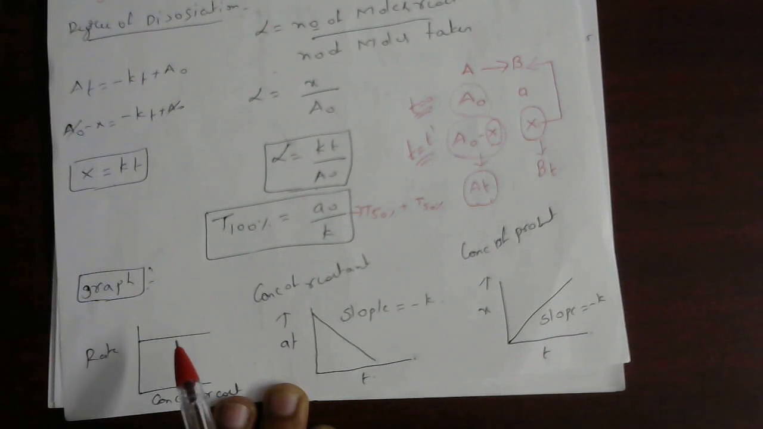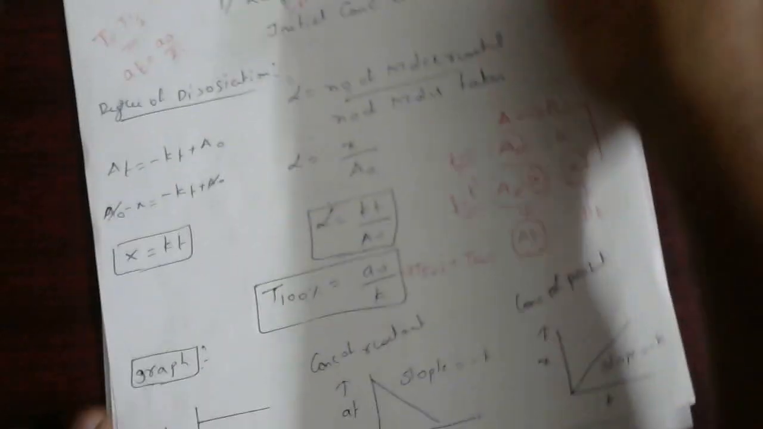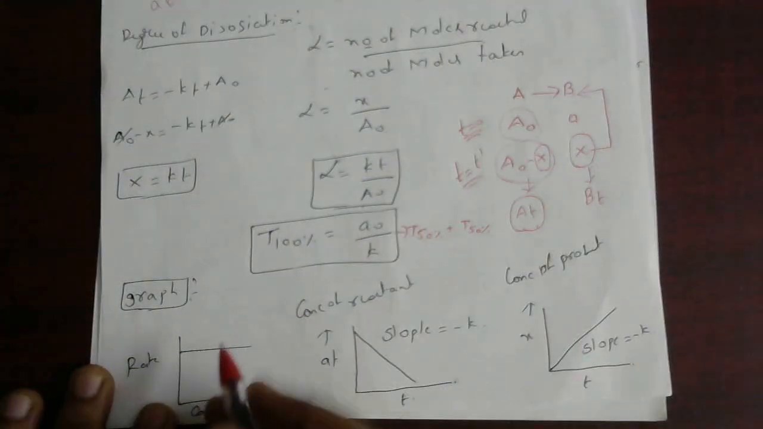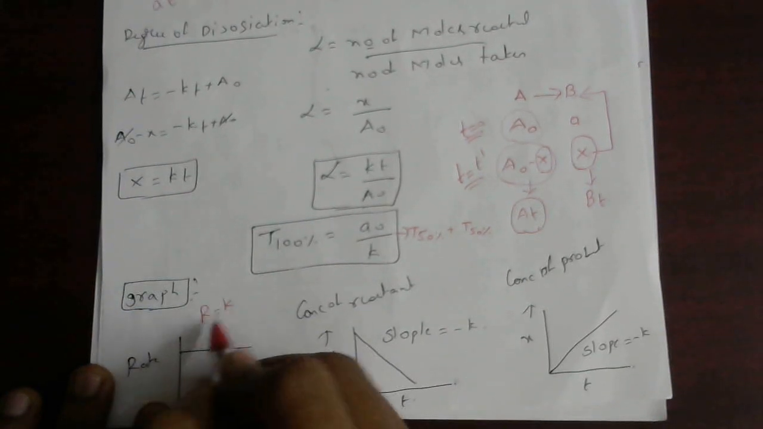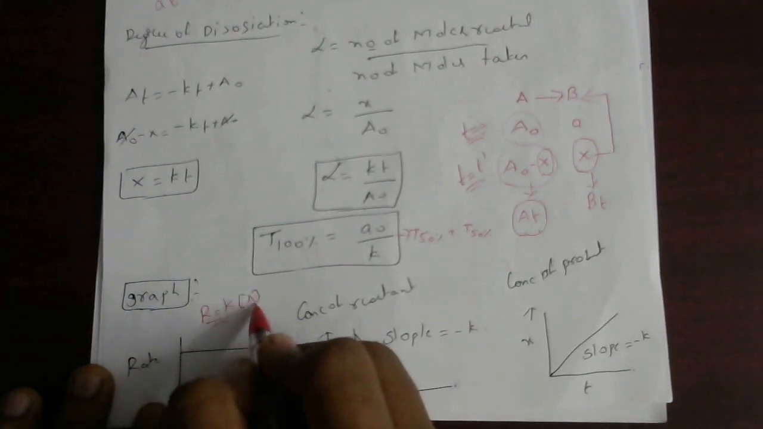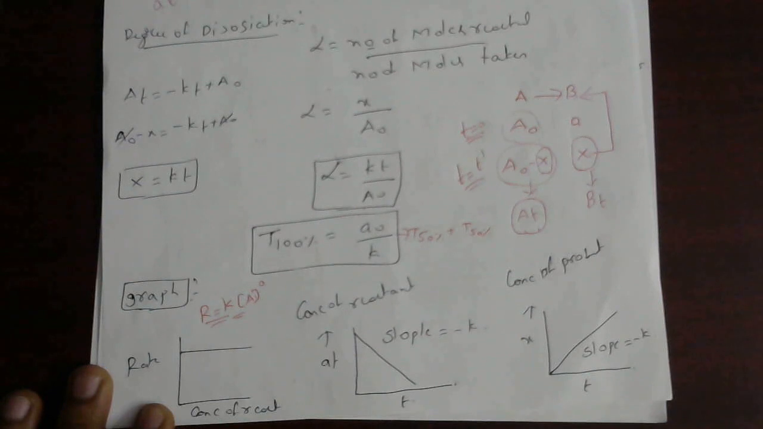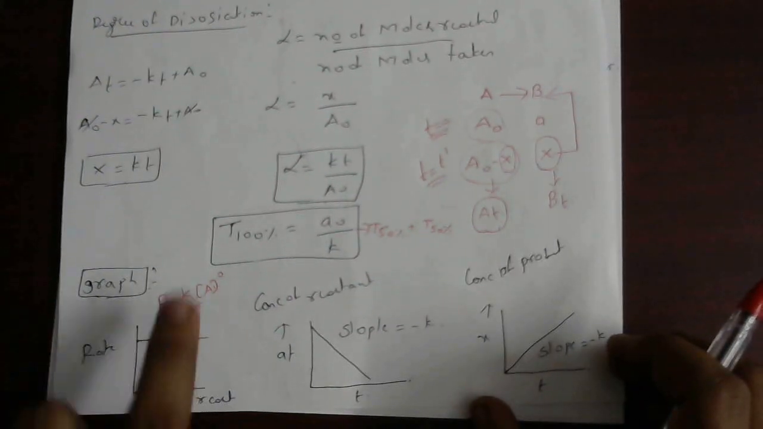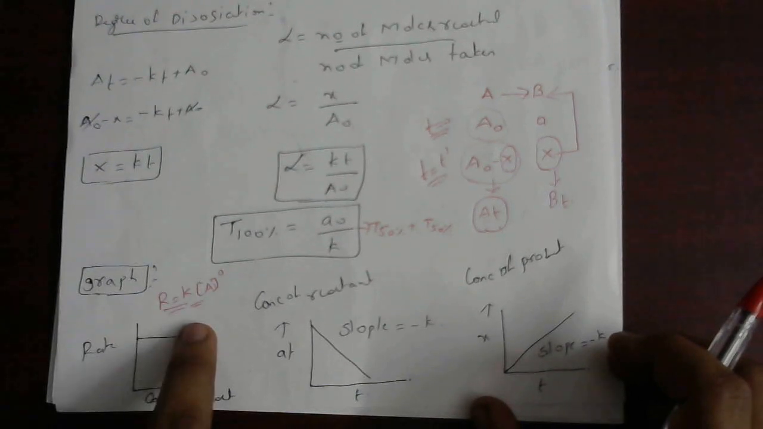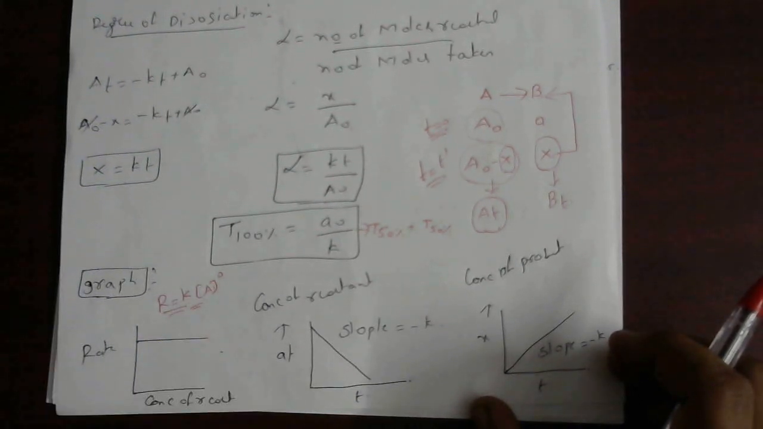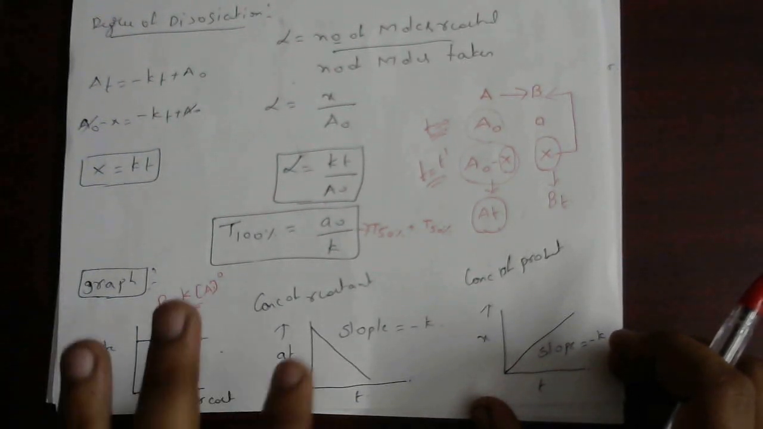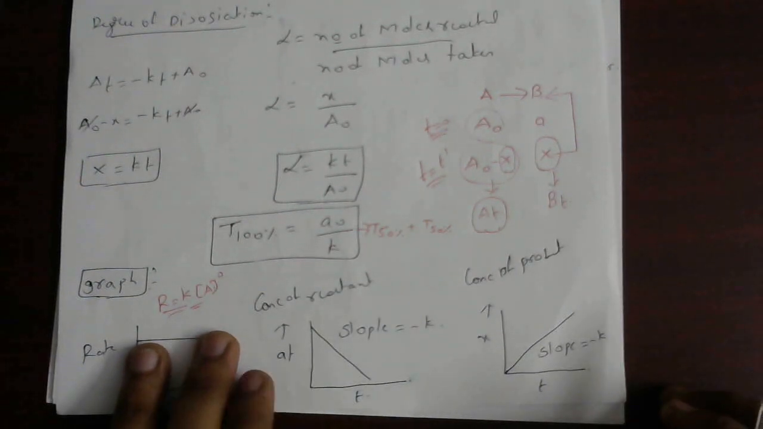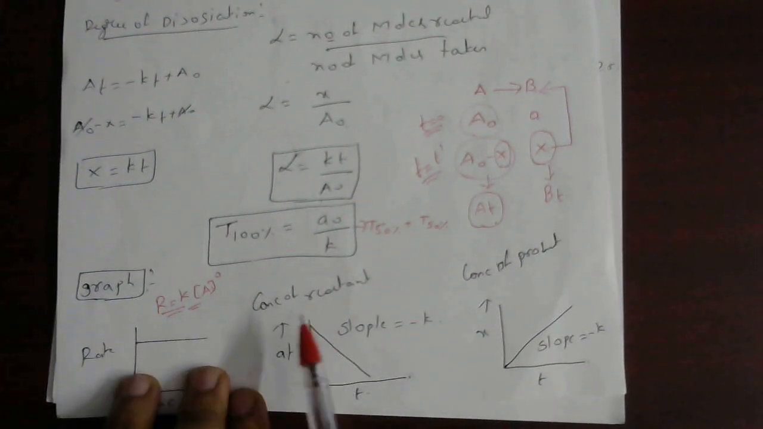Why? Because we have R equal to K, a to the power 0. So we have to draw this straight line, because a to the power 0 is nothing but 1 only. So R equal to K, which is independent of the concentration of reactant. And here let me discuss concentration of reactant.